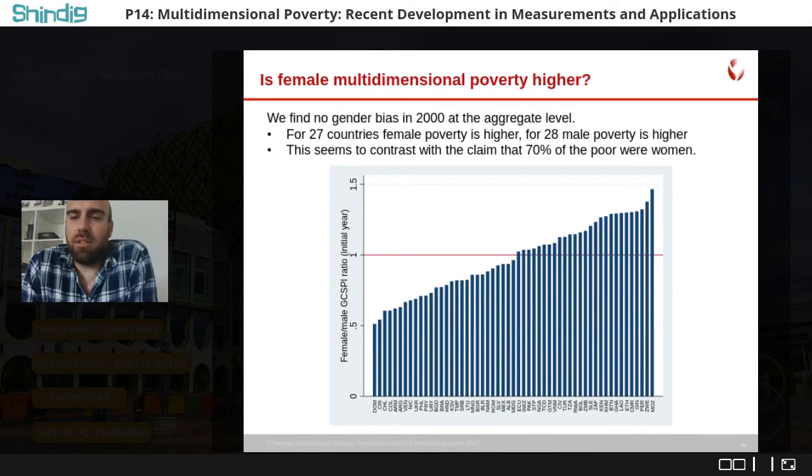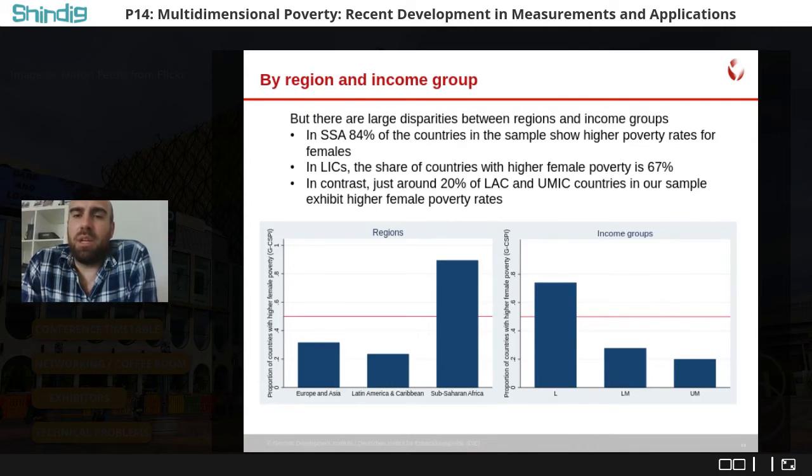In the next slide, we can see that the fact that female poverty doesn't seem to be higher than male poverty actually covers a lot of heterogeneity by regions and income groups. In the left-hand side graph, you can see that female poverty is much higher in most countries in sub-Saharan Africa. In sub-Saharan Africa, 84% of the countries show higher poverty rates for females. The contrary is true for countries in Europe and East Asia and Latin America and the Caribbean. If you look at income groups, which of course are related to regions, you see that for around 2/3 of low-income countries, poverty is higher for females than males, and the contrary is true for middle-income countries. So in a way, poverty is higher for females, especially in sub-Saharan Africa and low-income countries.